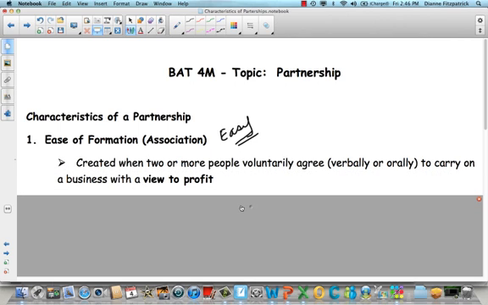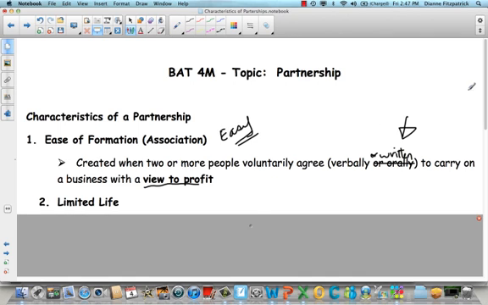Okay, so a partnership is created when two or more people voluntarily agree, and this can be verbally, and orally are the same thing, I don't know why that's in there, or written, it should say. Verbally or written, to carry on a business with a view to profit. Now, it's smart to have a written partnership agreement, as you would have seen in Mr. Pluis's grade 10 class. And of course, your goal is to get a profit.